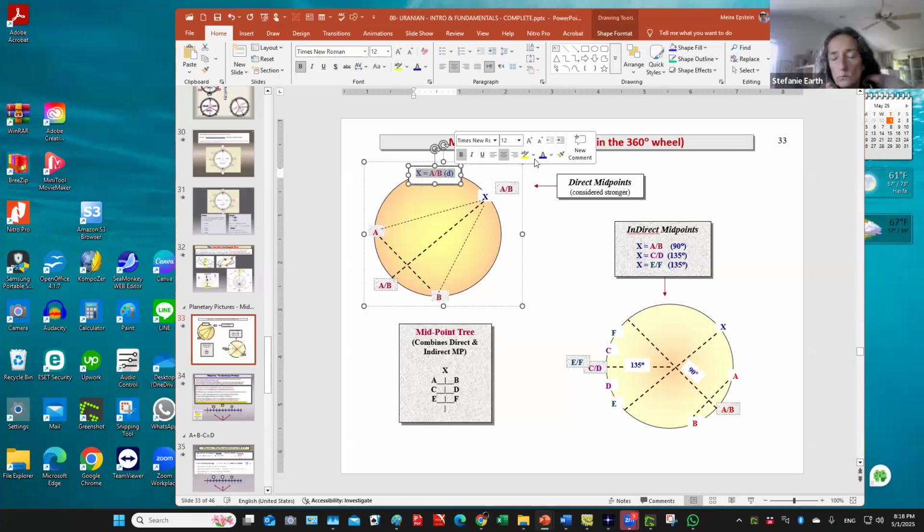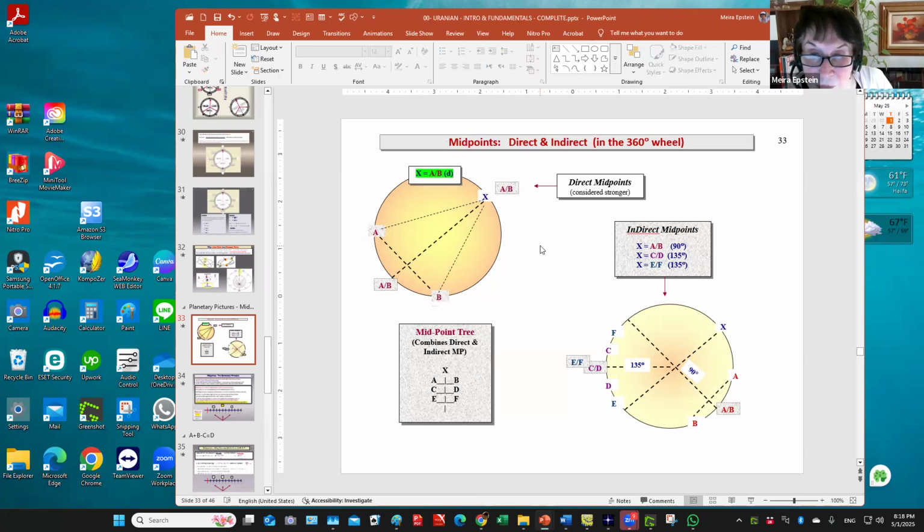And I deliberately wrote it with an equal, X equal. This kind of midpoint we call direct midpoint because it falls directly on the X as opposed to something else. So this is X equal A and B. The midpoint of A and B falls on X.